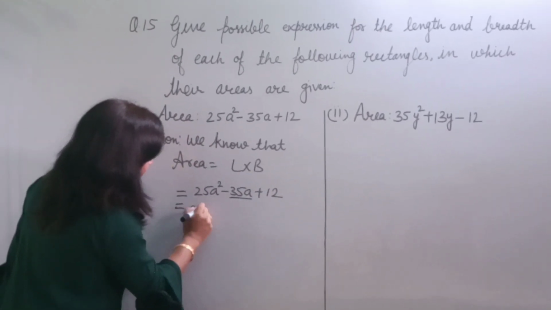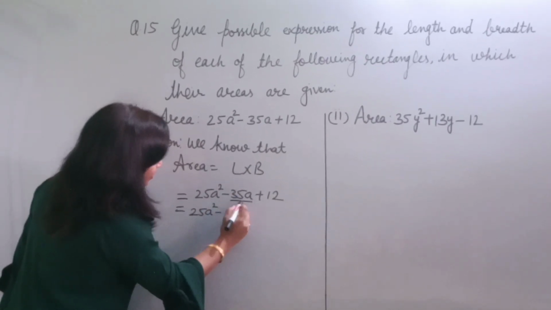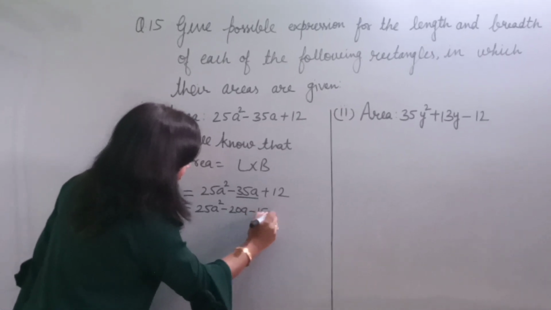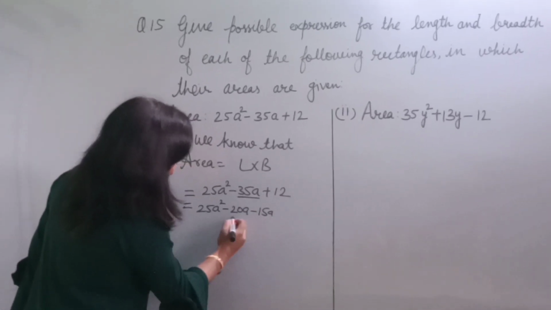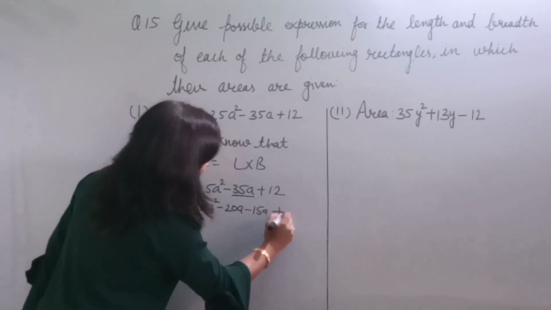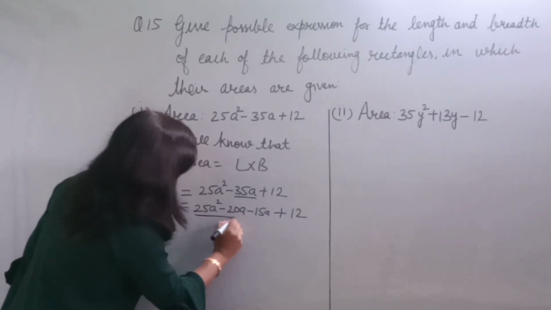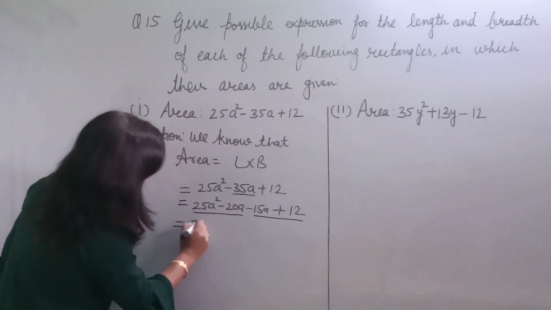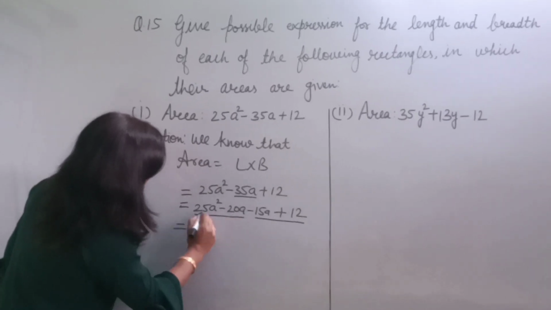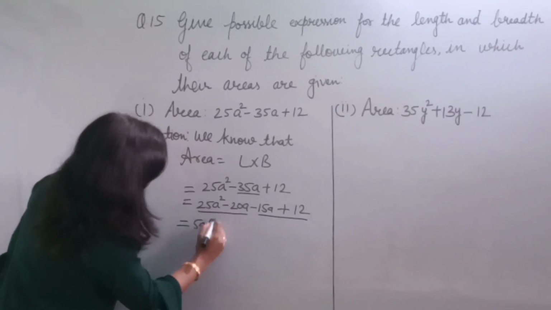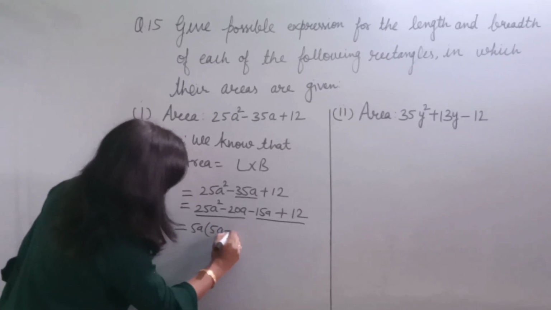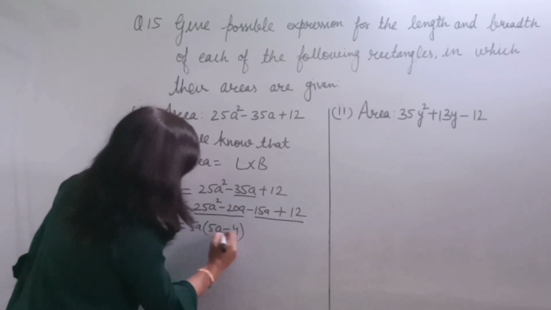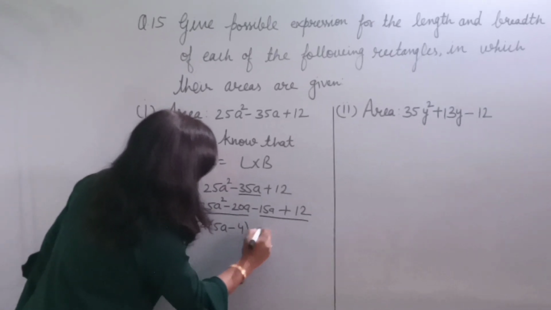So here we will write 25a square minus, we can break it, so we can write 20a minus 15a. When we add them, then 35a will come, plus 12. Now we will make the pairs. Now we will take common. So 5a we will take common from this, then 5a will be left. 5 fives are 25 and 5 fours are 20. So 5a minus 4 will come.